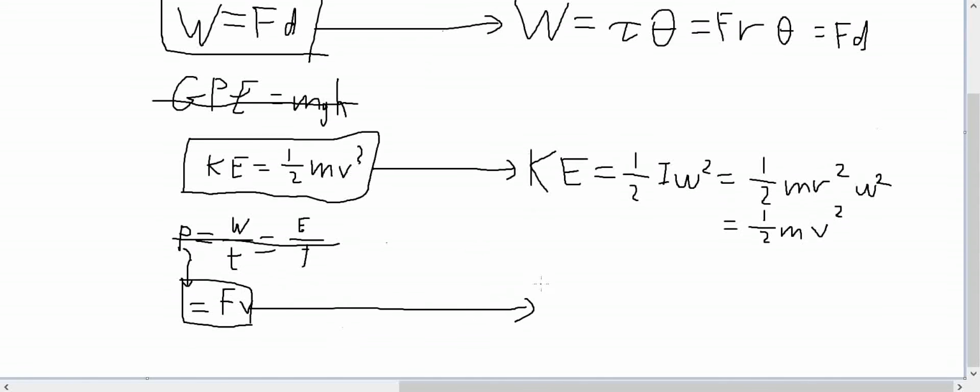Okay, let me add this. Power equals torque times omega. Force converts to torque, and v translates to omega. And if you expand torque again, you get back your F times v. So let me add these first.